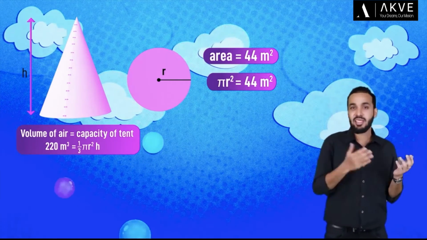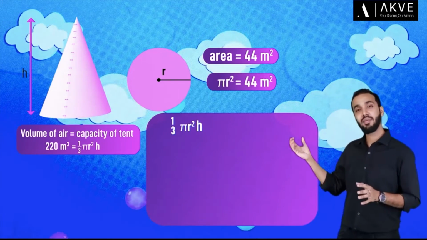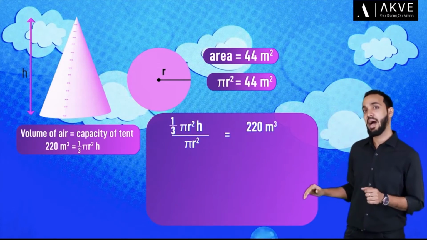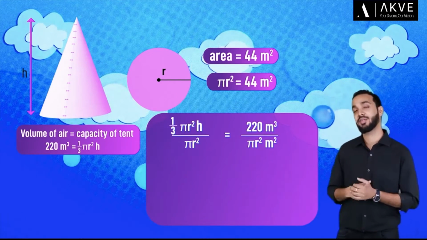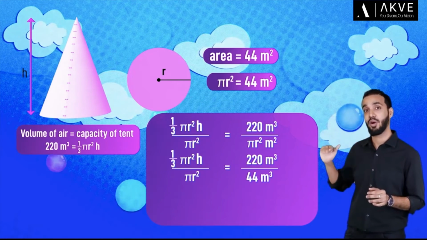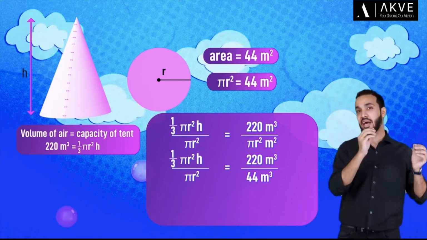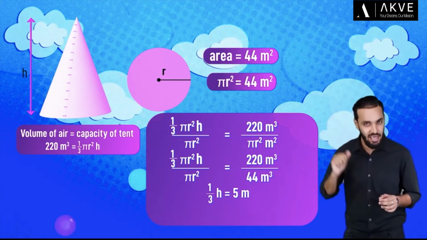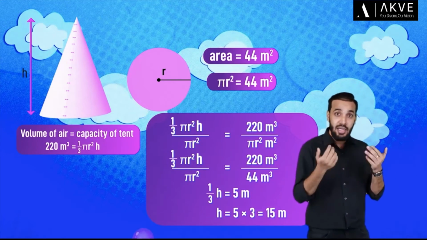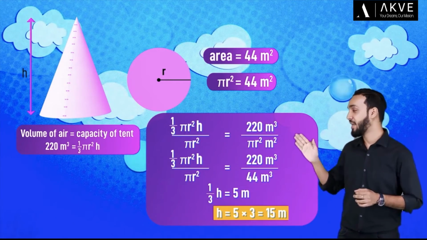Isn't it intuitive? We just divide 1 by 3 pi r squared h by pi r squared. So, 1 by 3 pi r squared h by pi r squared is equal to 220 cubic meters by pi r squared square meters. Now, pi r squared is just 44. So, on substituting this value on the right hand side of the equation and then dividing the common factors, we finally arrive at 1 by 3 h is equal to 5 meters. Then h is equal to 15 meters. So, summarizing, the minimum height of the conical tent should be 15 meters.